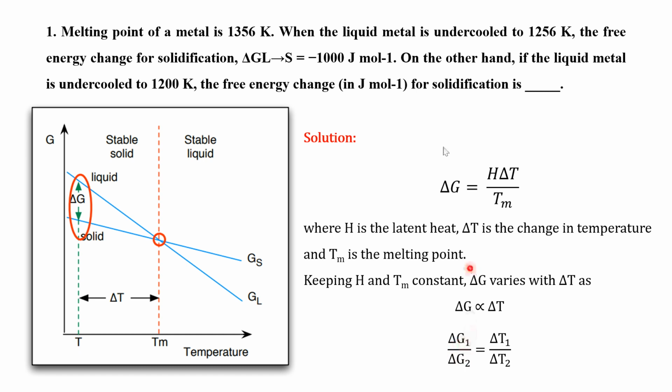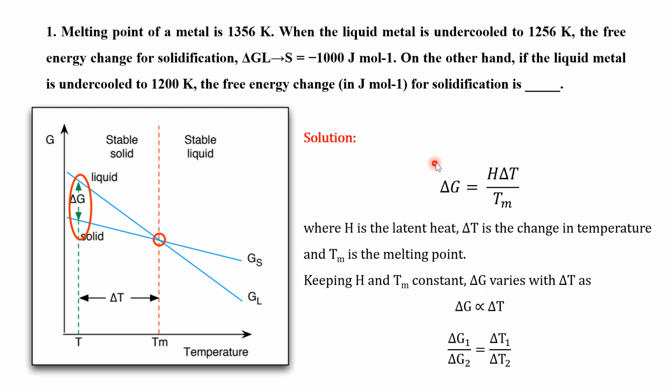Delta G1 is given to us, that is minus 1000. Delta T1 we can calculate from the given information. Delta T2 also we can calculate from the given information. Once we know these three quantities, we can solve for delta G2. Can you please try solving? You can take about 2 minutes, 1.5 minutes, and then I'll go on to the next slide.